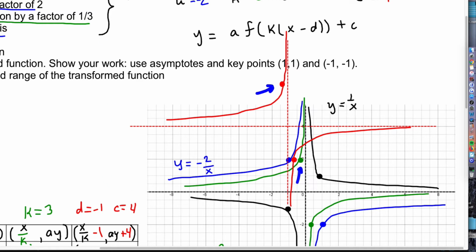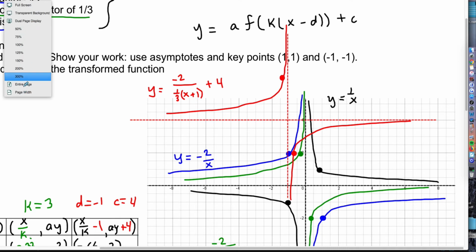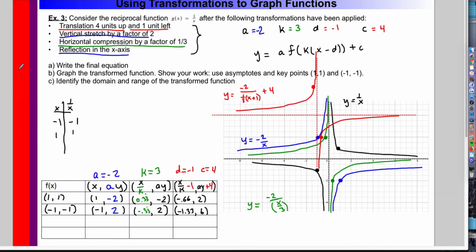All right, so our final curve. We have the transformations applied, the translations specifically, so we had -2 in the numerator, and then down below we had x over 3, or 1/3 x. And here we've got x plus 1, we said, because the translation was 1 to the left, and then at the end we've got the plus 4. So there's our final equation. Let's get the zooming down pat. There it is.